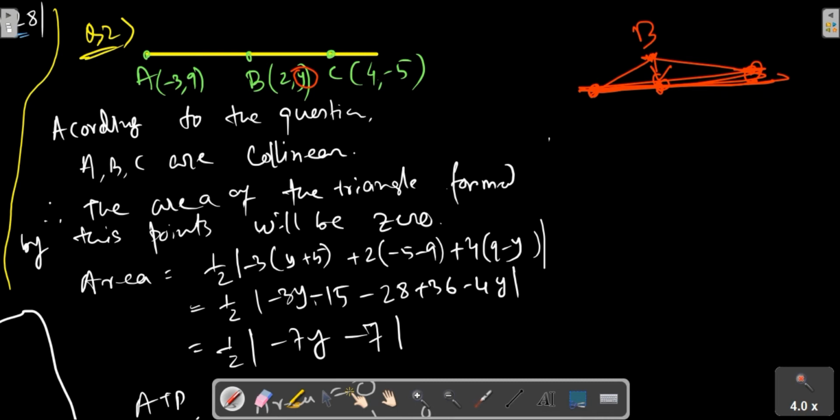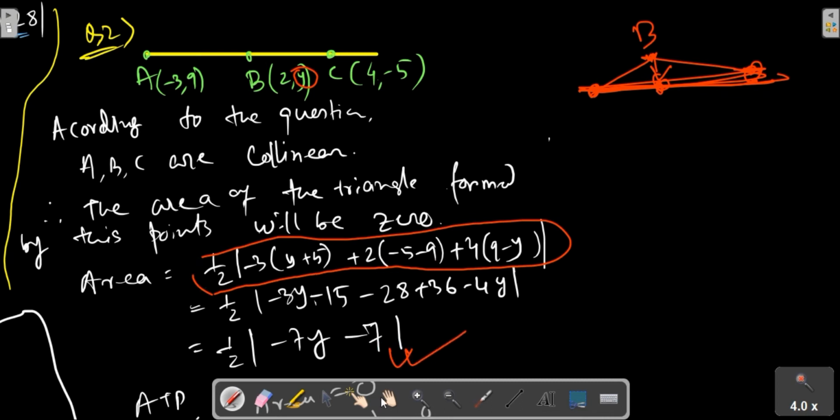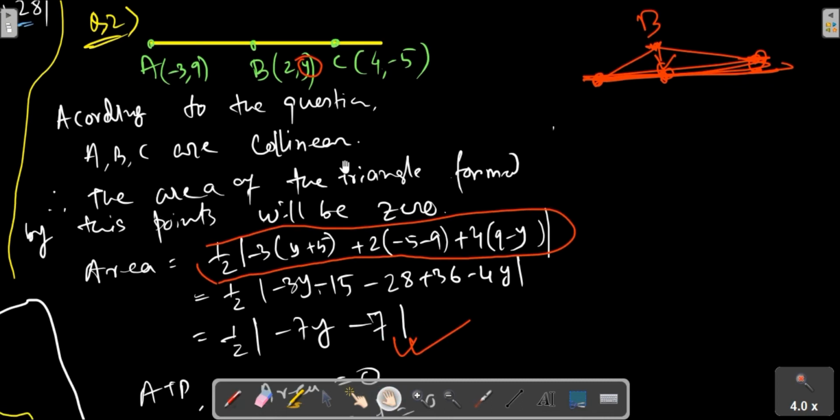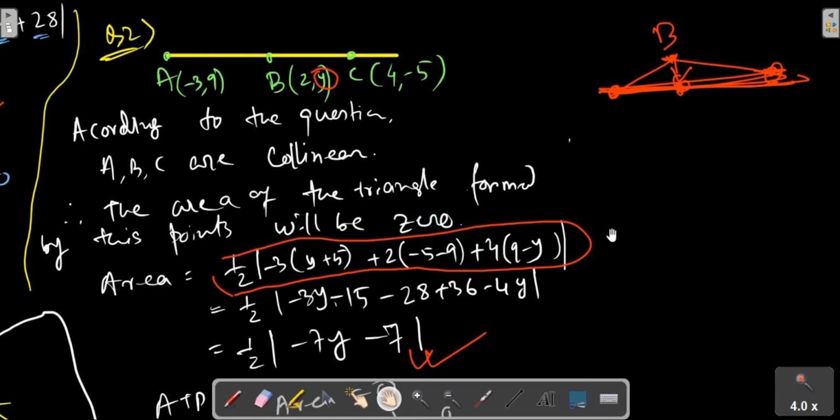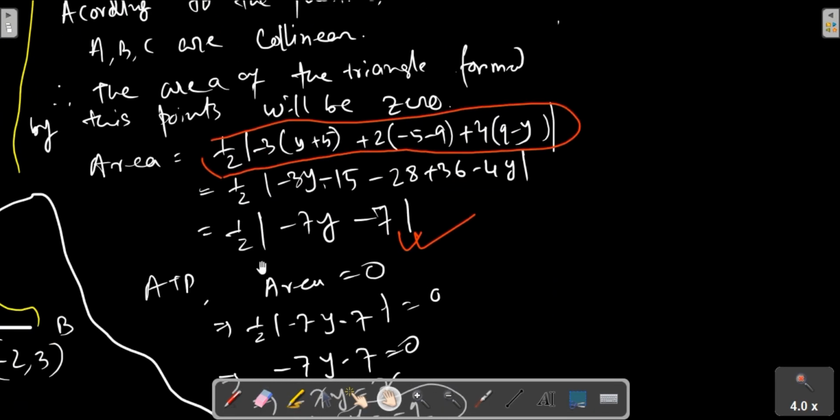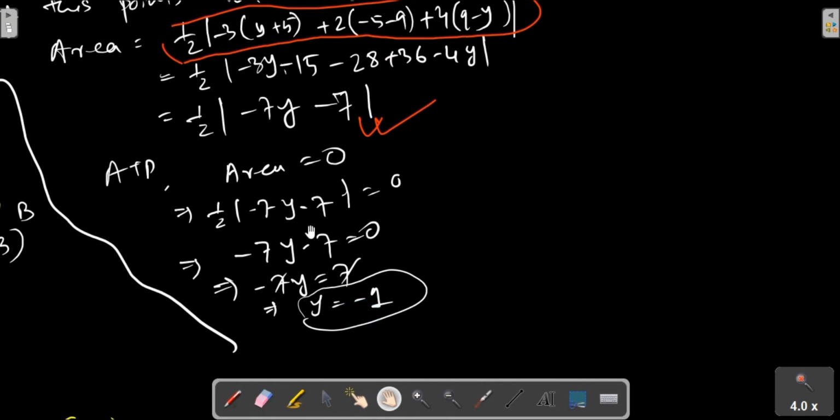So what we'll do is find the area. See what I've found here. Applying the formula, after simplification this expression is coming. But as the area of the triangle formed by these points will be 0, because there is no triangle at all, there is no area inside. So this area that we have got will be equated with 0. By some calculation, you can see that this half goes to that side, so 0 into 2 is 0. And minus 7y minus 7 equals 0.